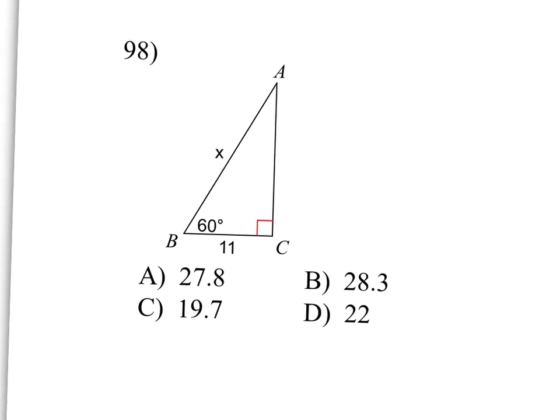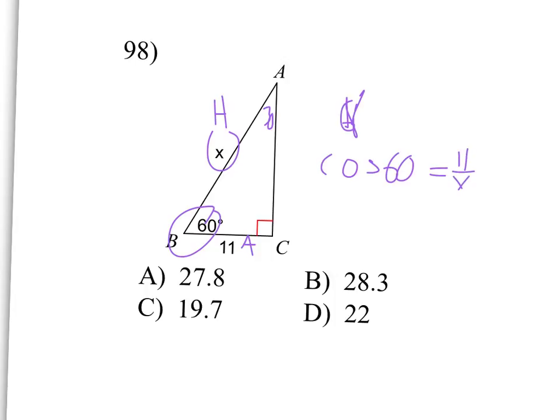For number 60, that means a is going to be 30. I know I'm looking for x, so that's my hypotenuse, and I've got my adjacent. So looking at cosine of 60 is equal to 11 over x. Cosine of 60 is 0.5. Okay, so the reference angle is, once you draw an angle... When we solve that out, we get x equals 22.